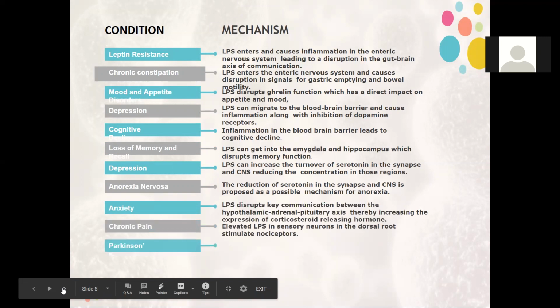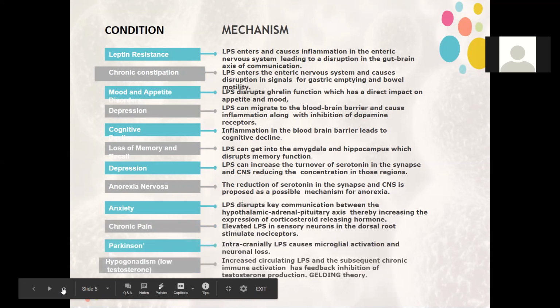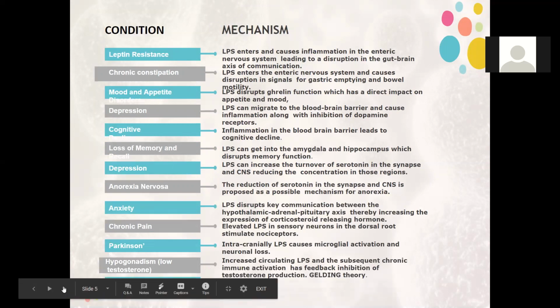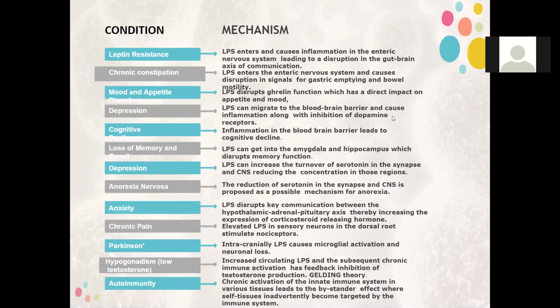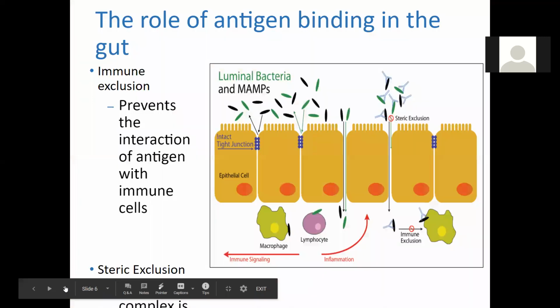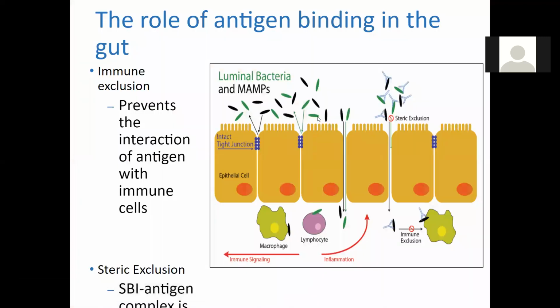Anxiety, chronic pain, Parkinson's, hypogonadism or low testosterone. So you do a complete history, you look at which autoimmune disease types they have, whatever indicators you're using to measure their symptoms. And then we go about the repair. There are some tools that we're going to go over.